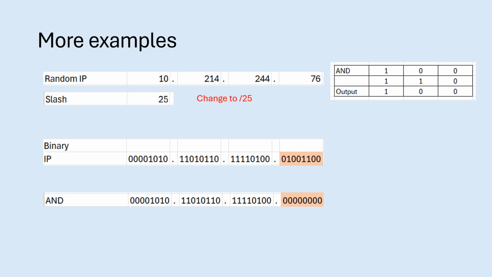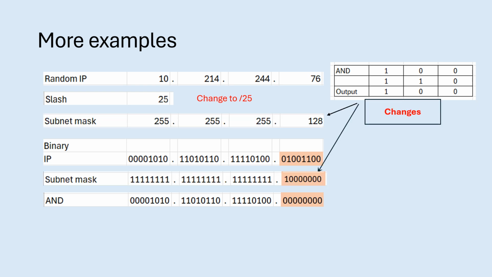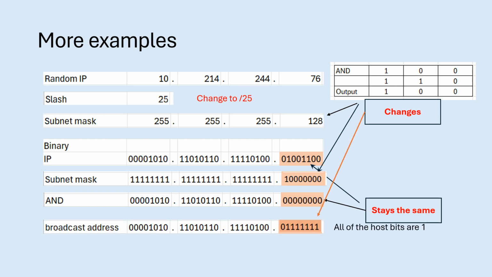And this time, the IP address will not change, but the subnet mask does. When we AND the subnet mask and the IP address, the AND doesn't change. Now that's interesting, because in this case, the broadcast address is different, but the subnet ID stays the same.